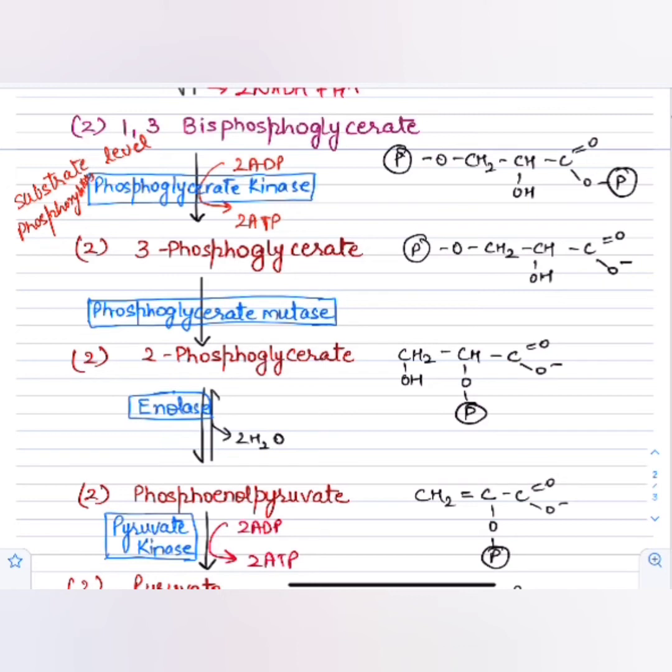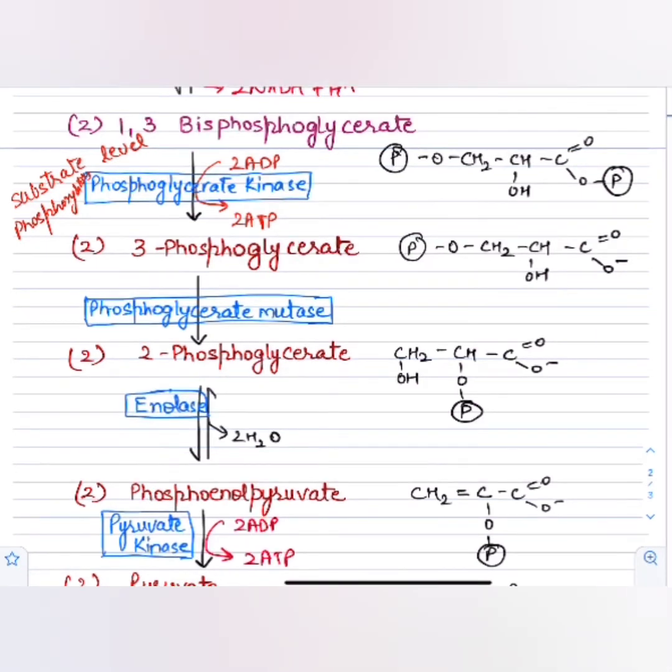In the next step, two molecules of 2-phosphoglycerate convert into two molecules of phosphoenol pyruvate. So in this, two water molecules, 2H2O, move out of the system. And enolase is the enzyme which catalyzes this conversion, 2-phosphoglycerate to phosphoenol pyruvate.